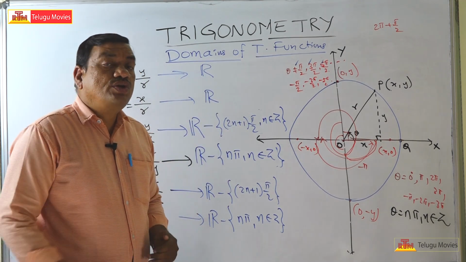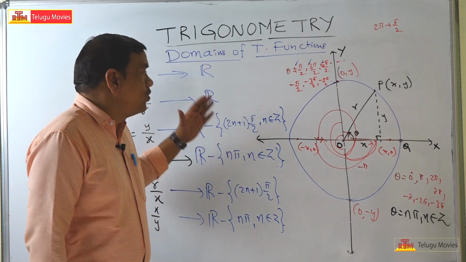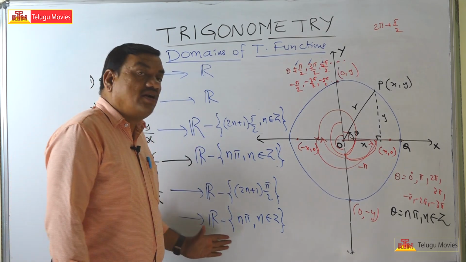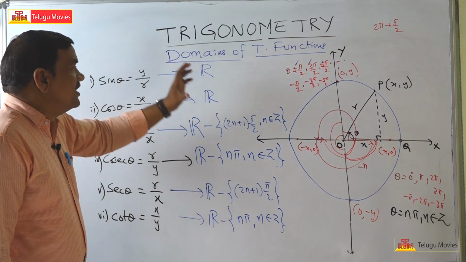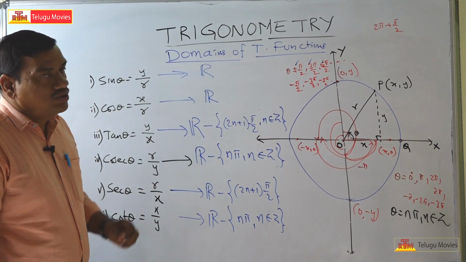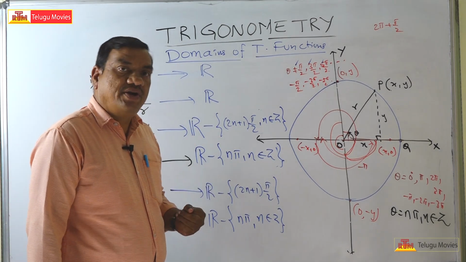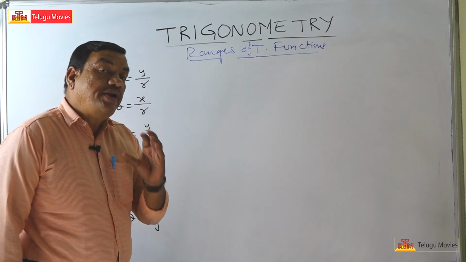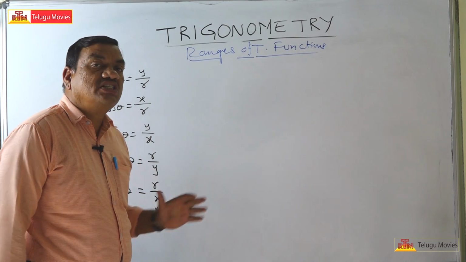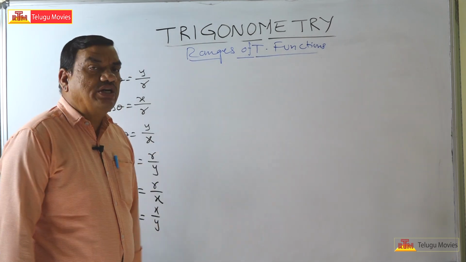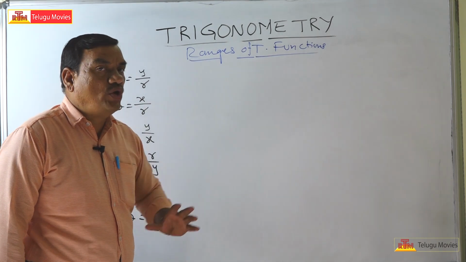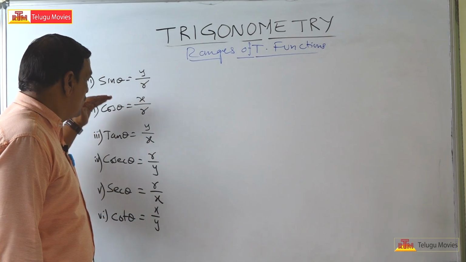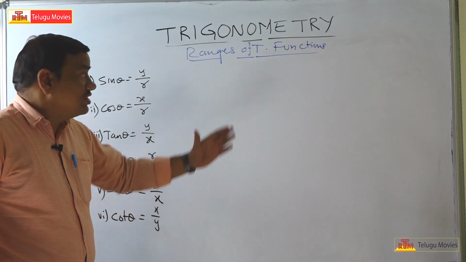Drawing the graph only. In the previous videos, I already explained how to draw the graphs of all six trigonometric functions. So here I will directly write the ranges of the trigonometric functions. I explained how to find the domains of all six trigonometric functions. Now, how do we find the range? Through the graph only. Just see my previous videos, where I explained how to draw sin theta, cos theta, tan theta, cosecant, secant, cot. So I am directly giving the ranges.